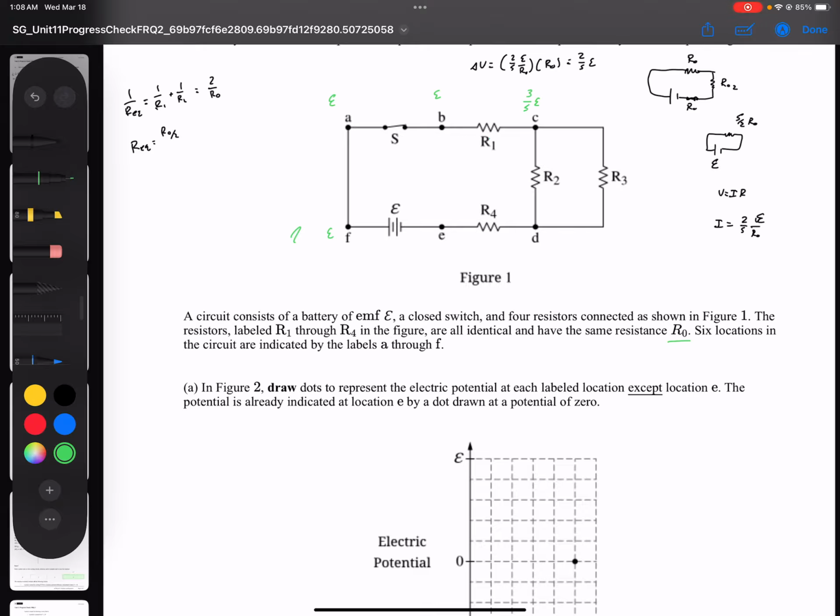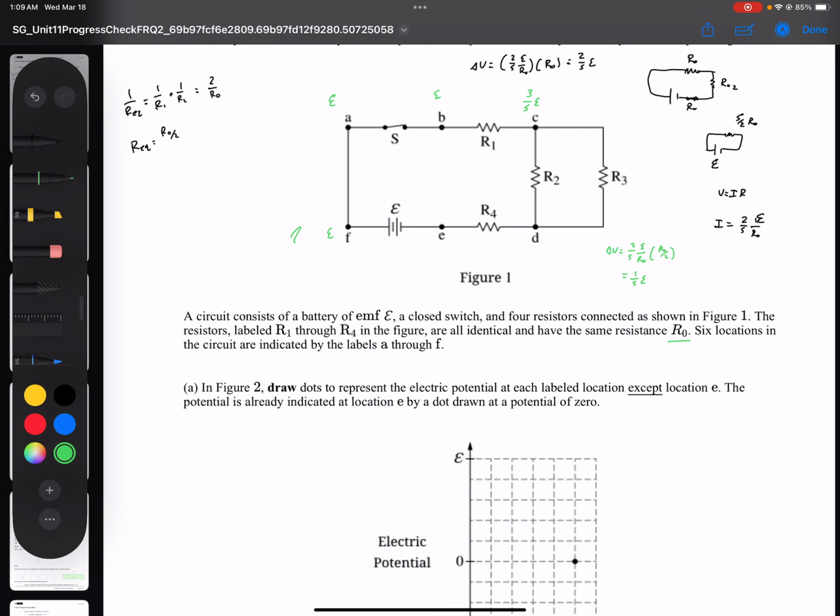So the delta V across this resistor has to be 2/5 epsilon. So then if I drop 2/5 epsilon from epsilon, I end up with a potential of 3/5 epsilon. And then here, the drop across these two resistors that are in parallel, well, they have an equivalent resistance of R naught over 2, right? So then the delta V over here is going to be 2/5 times the EMF of the battery over R naught times R naught over 2. And that's just 1/5 of epsilon.